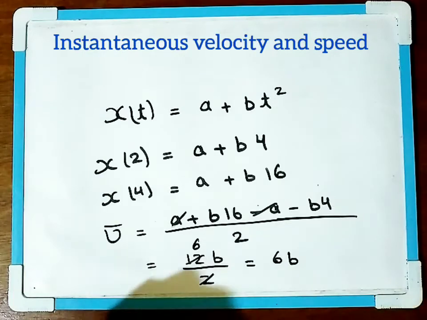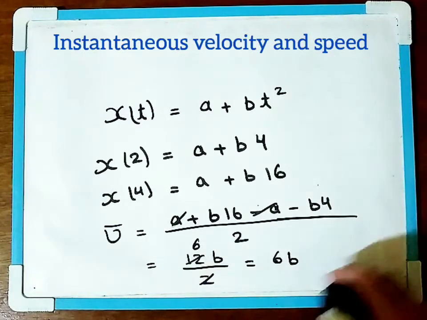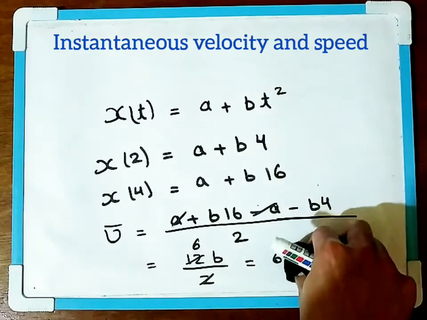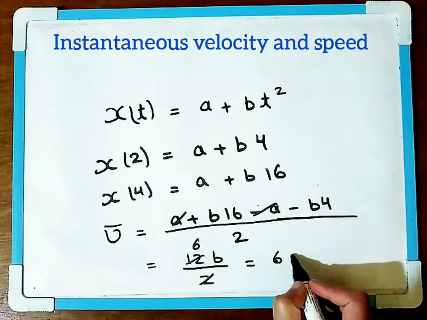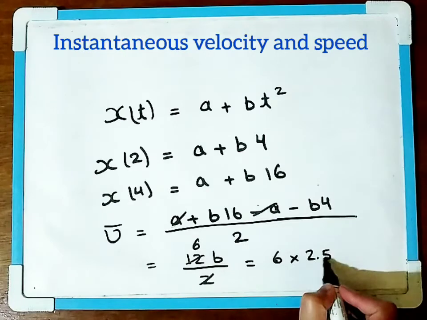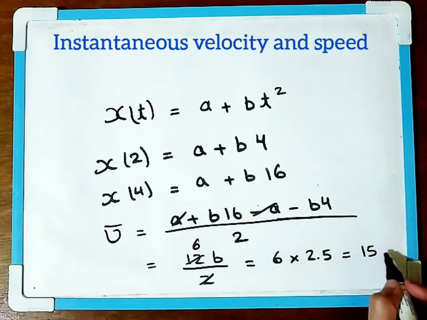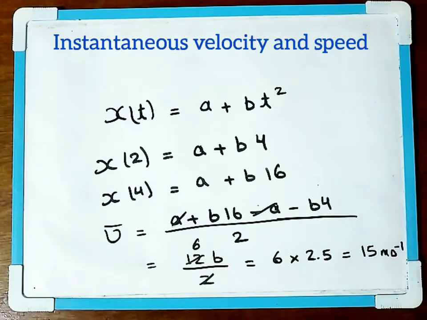So this will be the average velocity, and you put the value of b, which is 2.5, and here you'll get 15 meter per second. So this will be the average velocity, 15 meter per second. Average velocity is different from the instantaneous velocity.